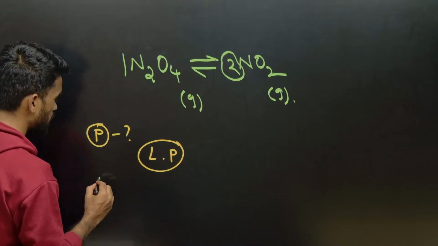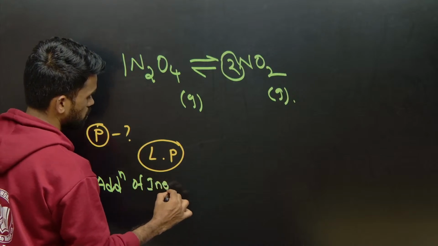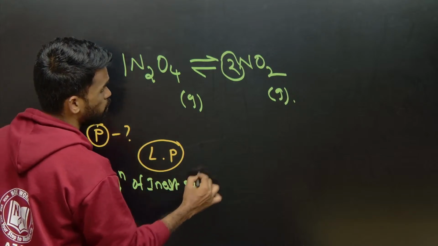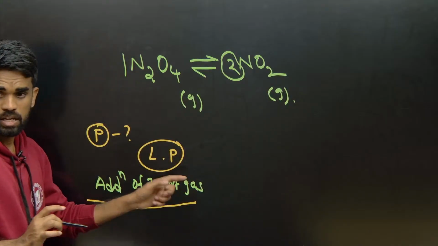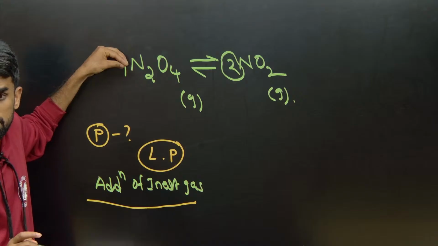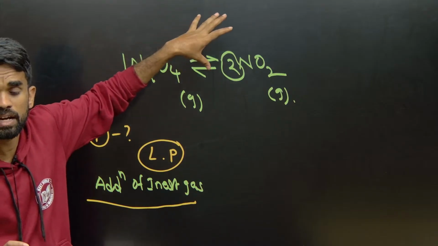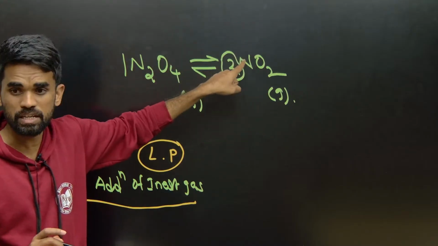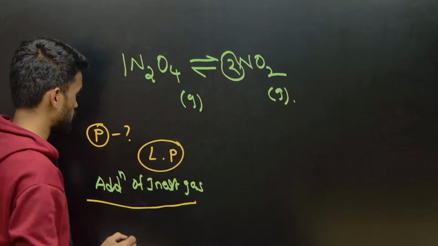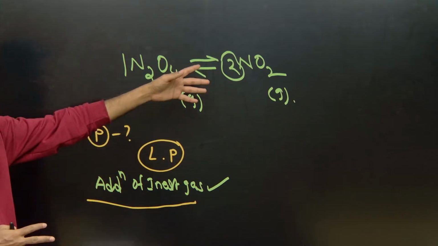Now addition of inert gas, tell me. Suppose I want production of NO2. If I add inert gas to this, what happens? Equilibrium favors wherever we have a greater number of gaseous moles, and the greater number of gaseous moles are here. So, equilibrium favors forward. Addition of inert gas favors forward, meaning NO2 formation.